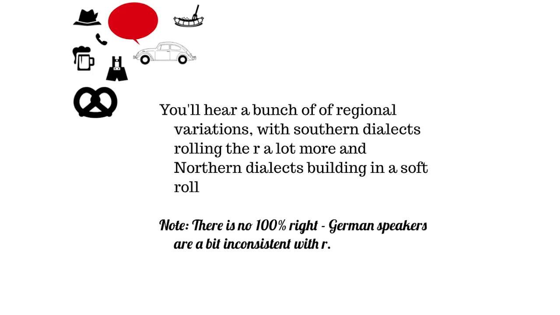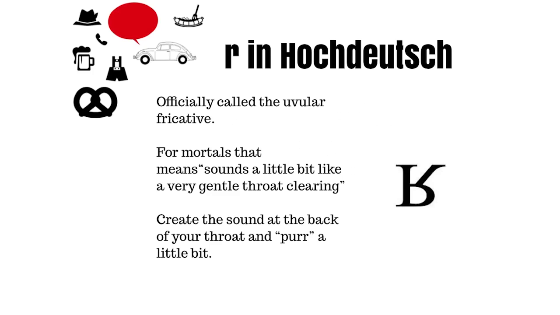But what I will teach you here is, of course, the R in Hochdeutsch. Hochdeutsch being the German standard that we're looking at here. So the R in Hochdeutsch is officially in the International Phonetic Alphabet and in phonetics called the uvular fricative. Now you've heard the fricative word before. For us mortals, that sort of means it sounds a bit like a gentle throat clearing.